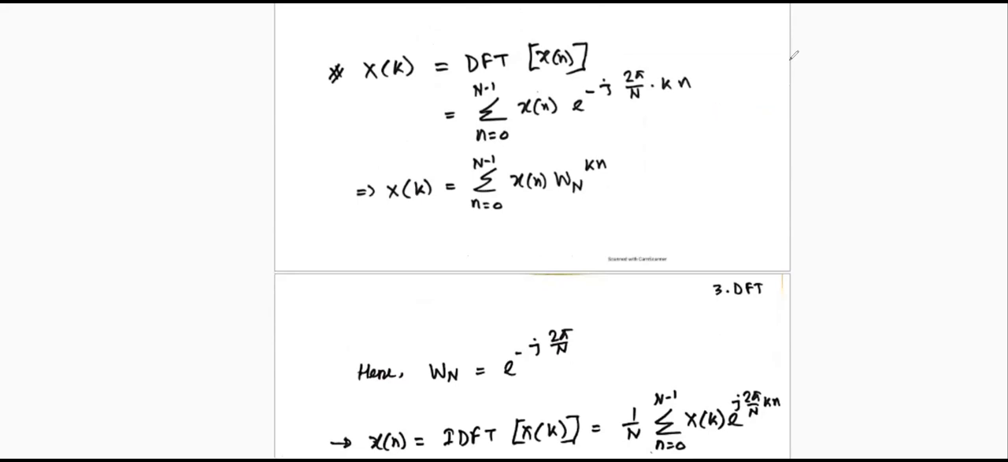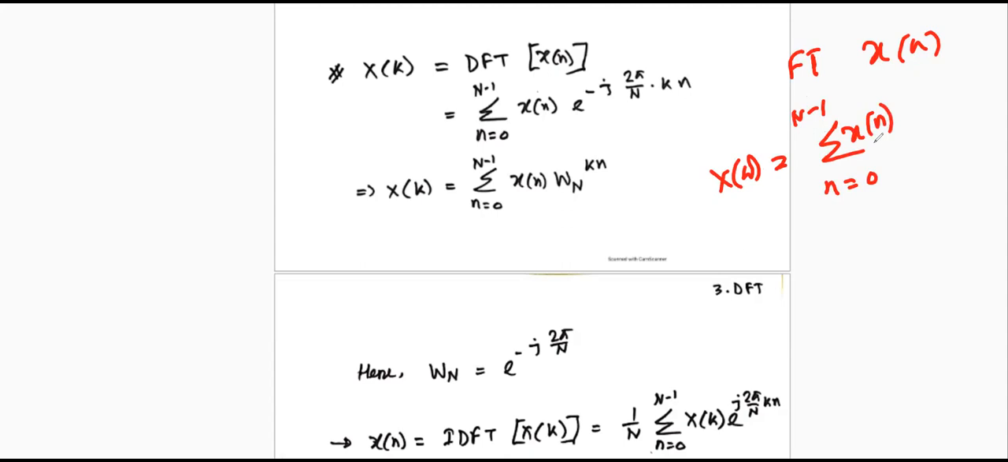What is, if I recall, the Fourier transform? How do we define the Fourier transform of xn? So we do the Fourier transform. X omega is equal to the sum from n equals 0 to n minus 1, because we have n number of samples, of xn.